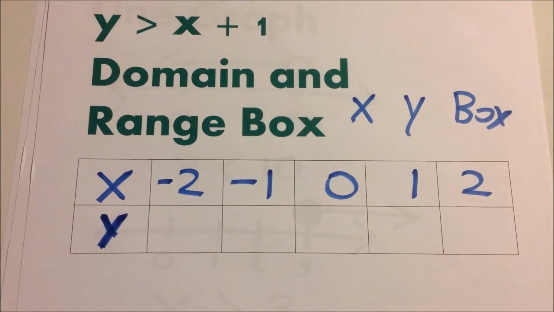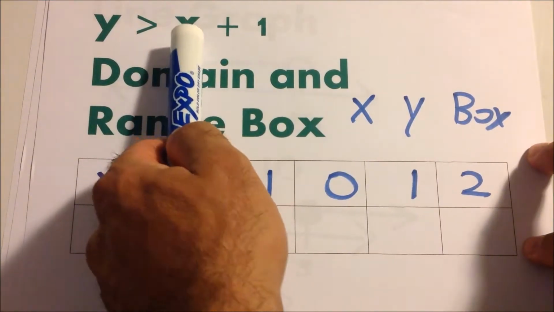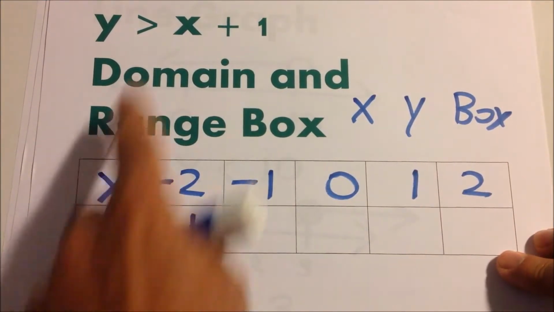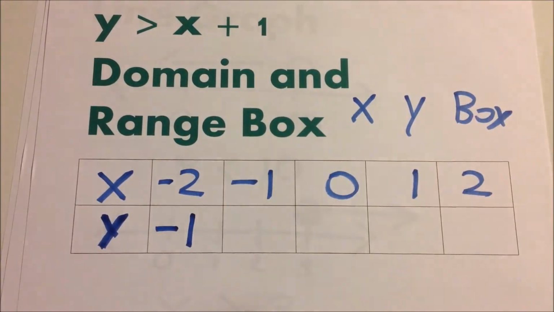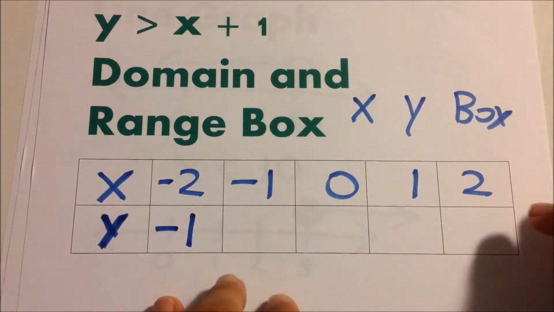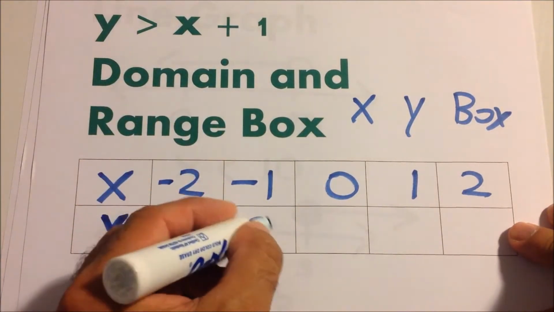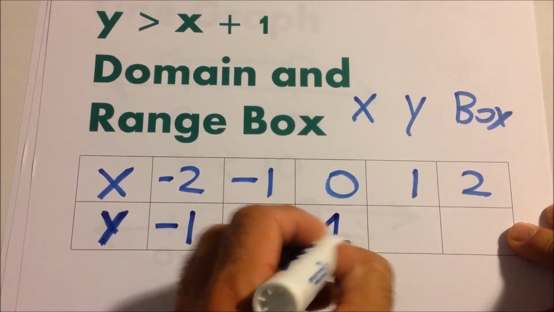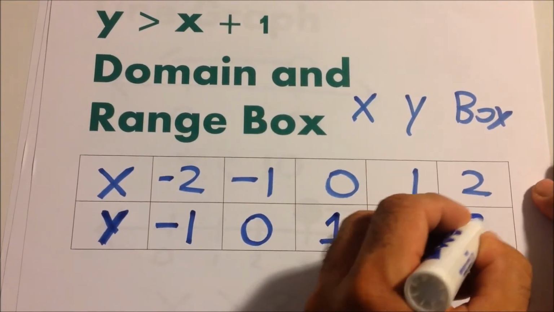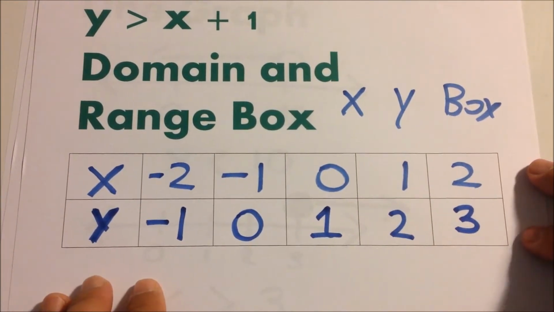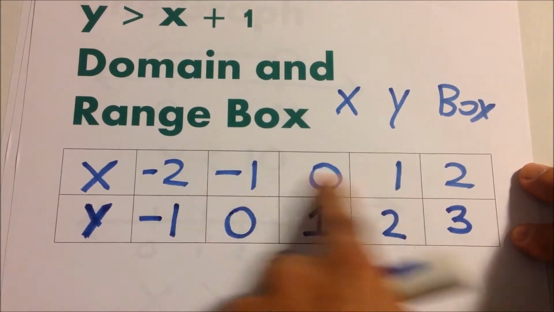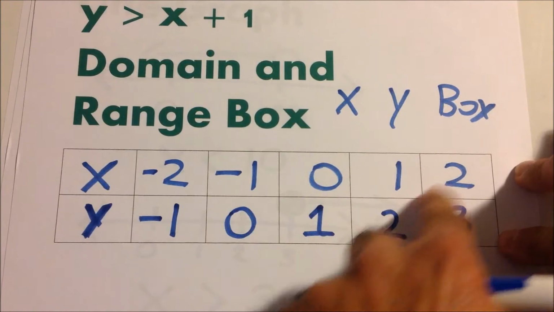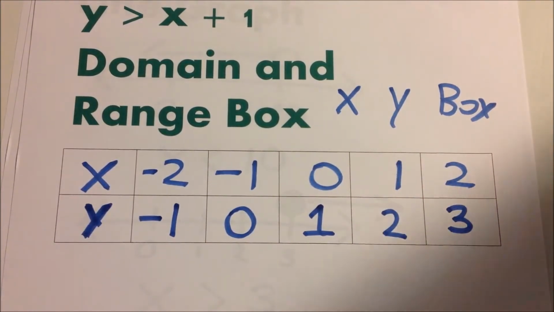Okay, so if x is -2, we have -2 plus 1 is -1. So y has to be greater than -1. Same as we did with the linear equations. Now if x is -1, we have 0 for y. y has to be greater than 0. Then we have 1, 2, and we see the pattern. Okay, so now we have our domain and range box. We have our numbers, our pairs. And now we can just plot them on a grid.